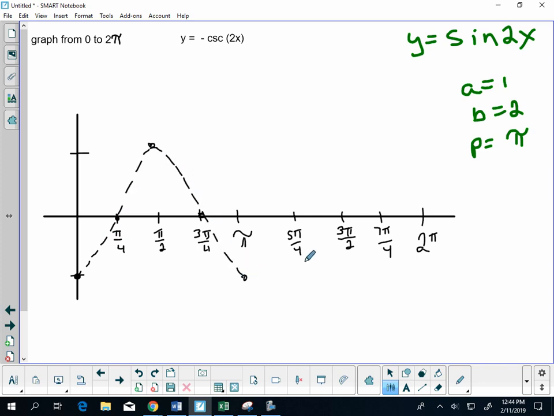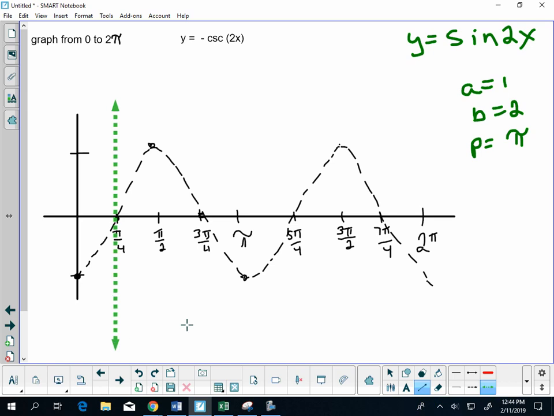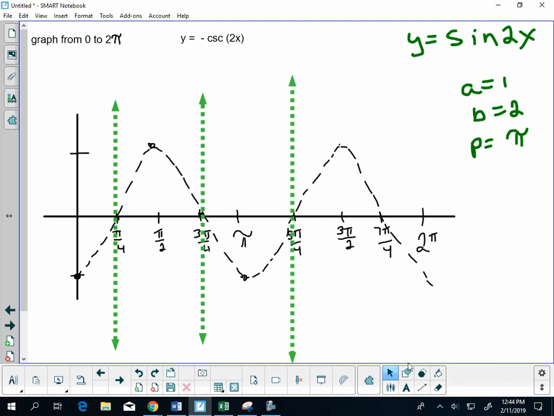So there's my first cycle. And then I just do the same pattern again. Minimum, 0, maximum, 0, minimum. Go ahead and draw in our asymptotes. And that's where it's crossing the x-axis, where I have my x-intercepts or my zeros. Move that one over just a tad.